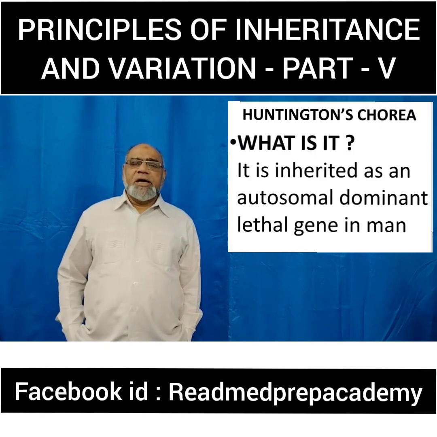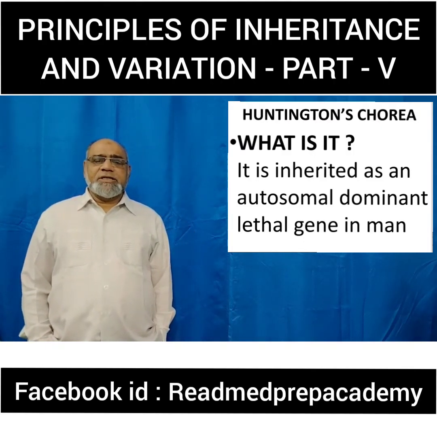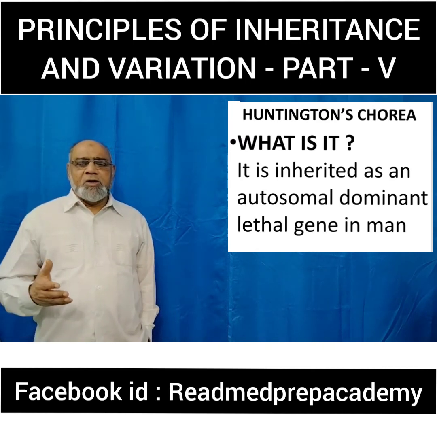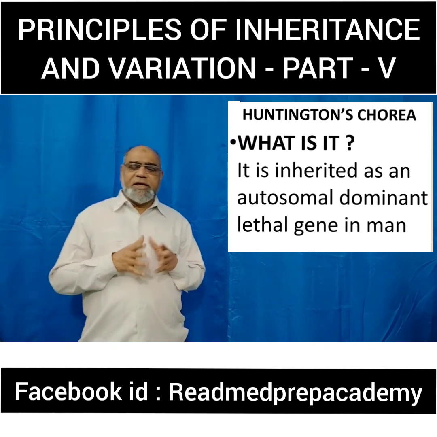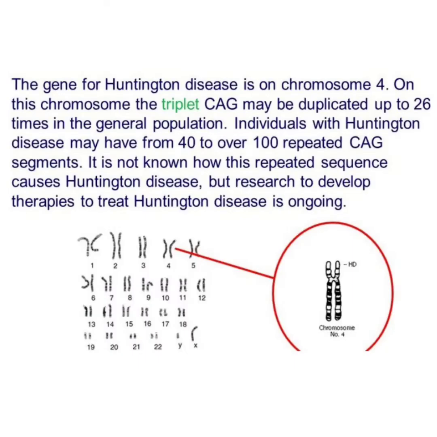Now let us move on to Huntington's chorea. What is it? It is an inherited disorder which is autosomal dominant because of a lethal gene that occurs in man. The gene of Huntington's disease is on chromosome number 4. On this chromosome, the triplet cytosine, adenine and guanine may be duplicated up to 26 times in the general population. Individuals with Huntington disease may have from 40 to over 100 repeated CAG segments.